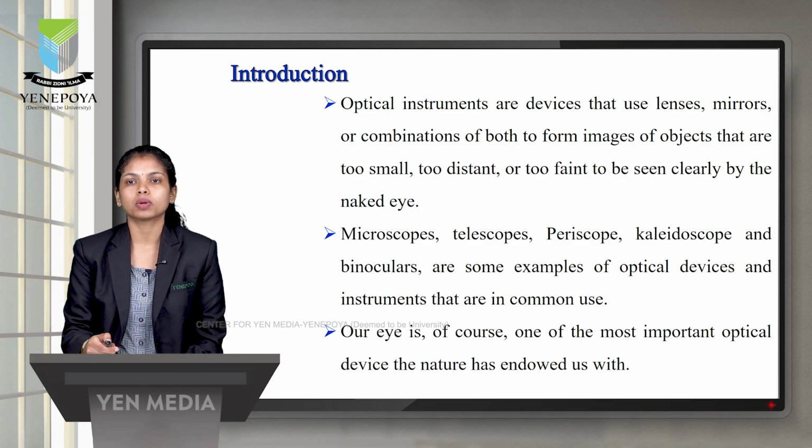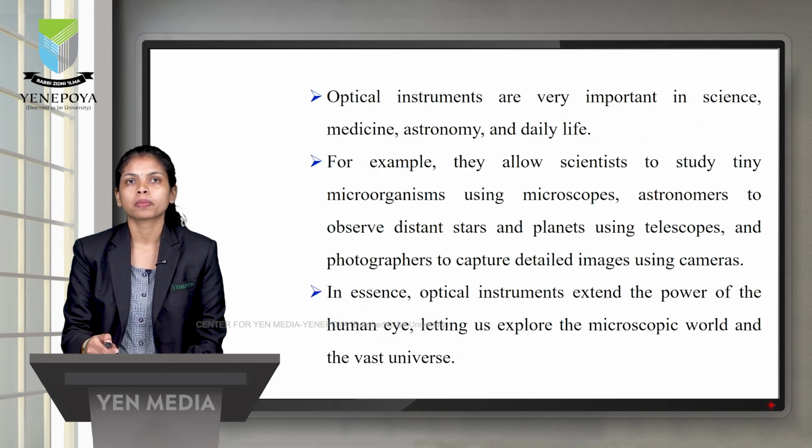Our eye is of course one of the most important optical devices nature has endowed us with. These instruments are very important in science, medicine, astronomy, and daily life. For example, they allow scientists to study tiny microorganisms using microscopes, astronomers to observe distant stars and planets using telescopes, and photographers to capture detailed images using cameras. In essence, optical instruments extend the power of the human eye, letting us explore the microscopic world and the vast universe.